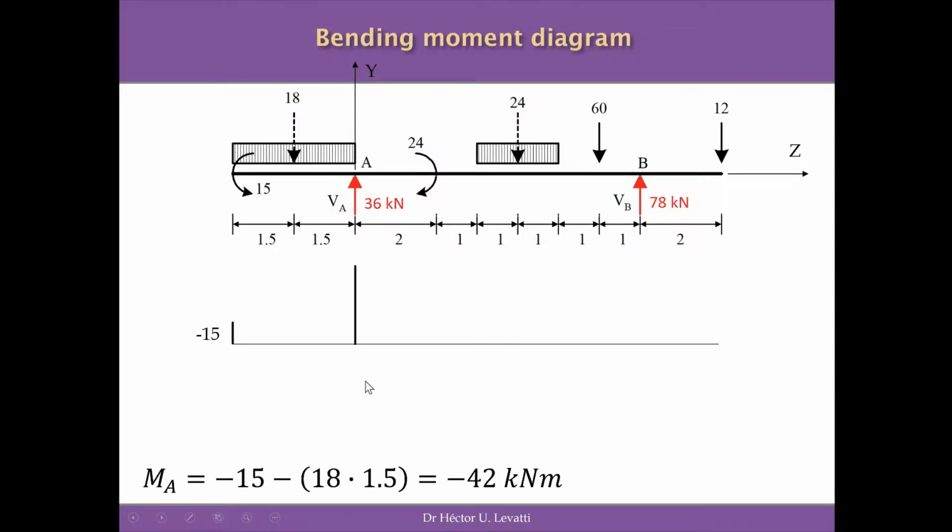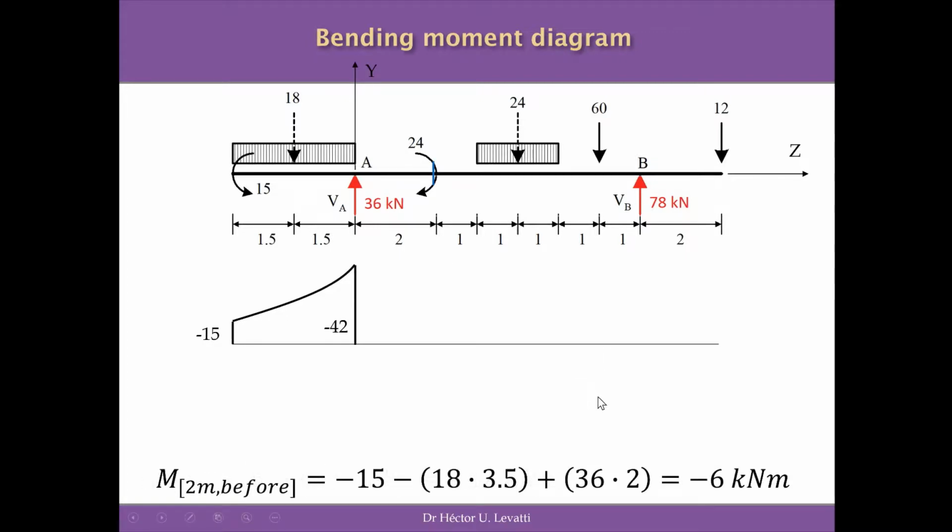So we can sketch this value in certain scale. This will be minus 42. And because we have a UDL, and we know that the distribution of moment under UDL is parabolic, we can connect with the parabolic function these 2 points, and we have the distribution of the moment in the first interval from this extreme to the point A.